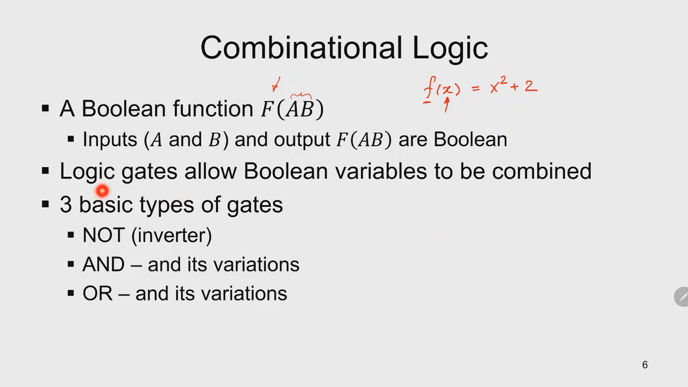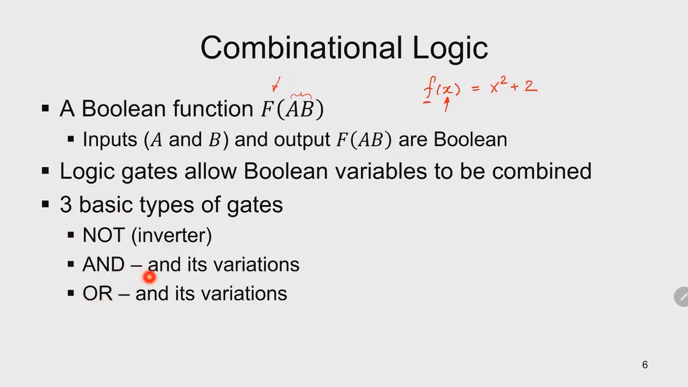Logic gates allow the Boolean variables to be combined, so we can manipulate the variables by using logic gates. The three basic logic gates are the NOT gate, or what we call the inverter, and then the AND gate and the OR gate. So these are the three basic gates.